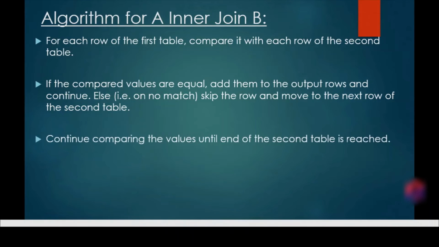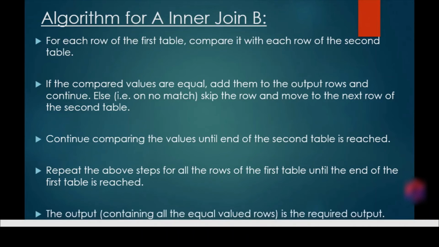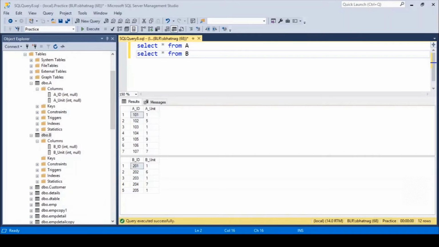So till when should we perform this process? We should continue comparing the two tables till we reach the end of the second table. And finally, we need to repeat these steps for each row of the first table. Once we have done that, the output we get is the required output for the inner join. So let's try to understand this by going back to SQL and see what exactly we mean over here.